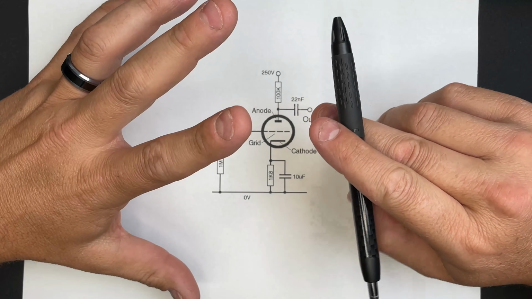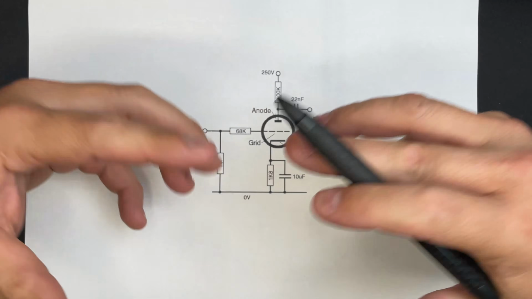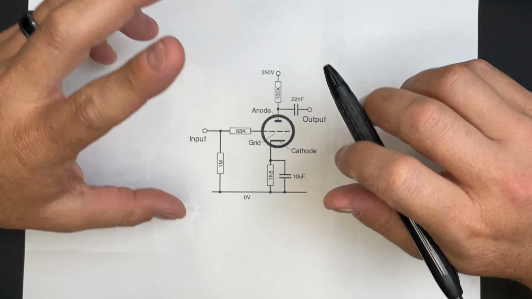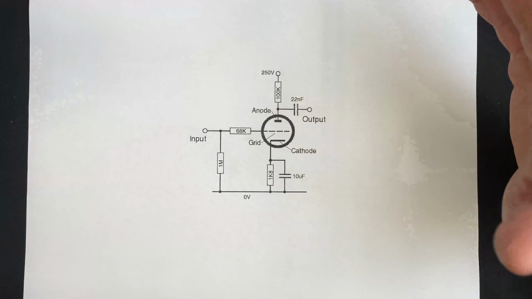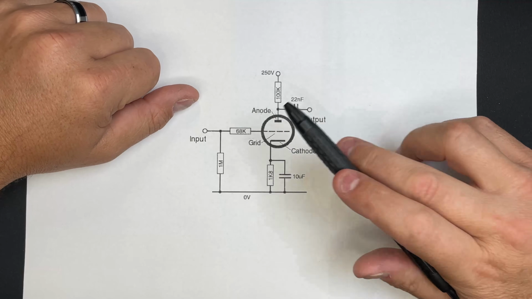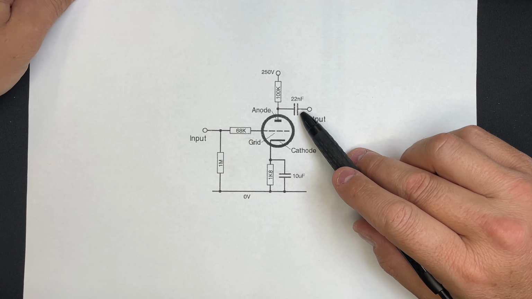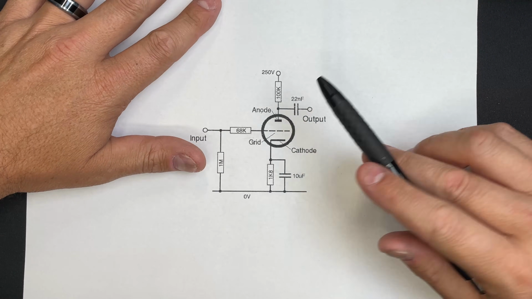Let's say it's a little too sharp, a little too snappy, or maybe a little too bright. You can lower that voltage a little bit, and that will help murk it up a little bit. It'll be a little darker, a little more bubbly. You can do that. And then finally, we've got the 22 nF, which is 0.022 uF, coupling capacitor.